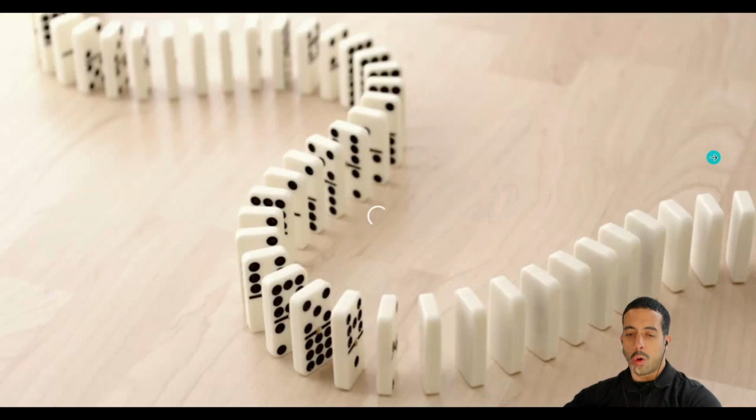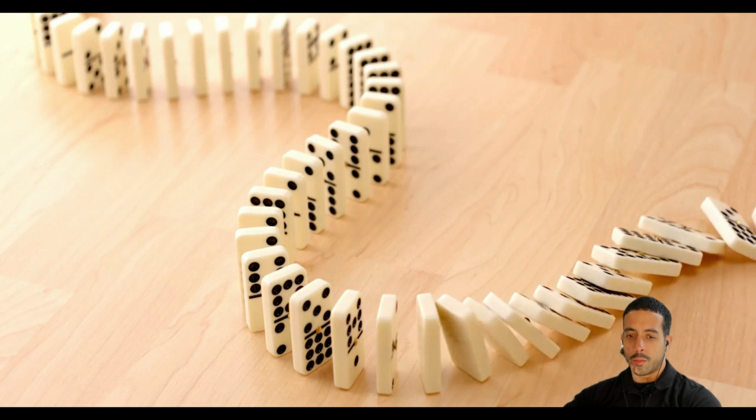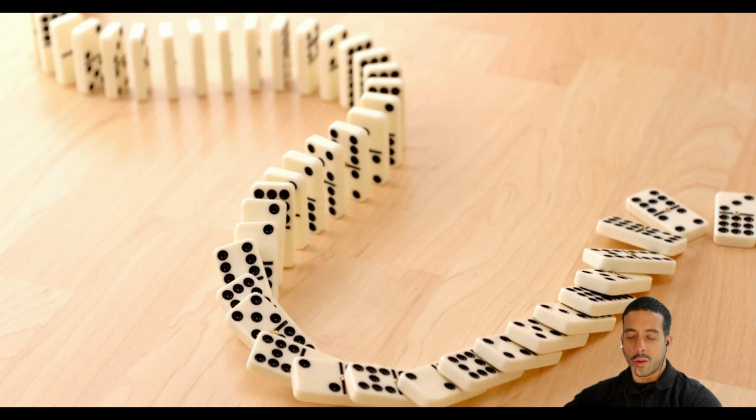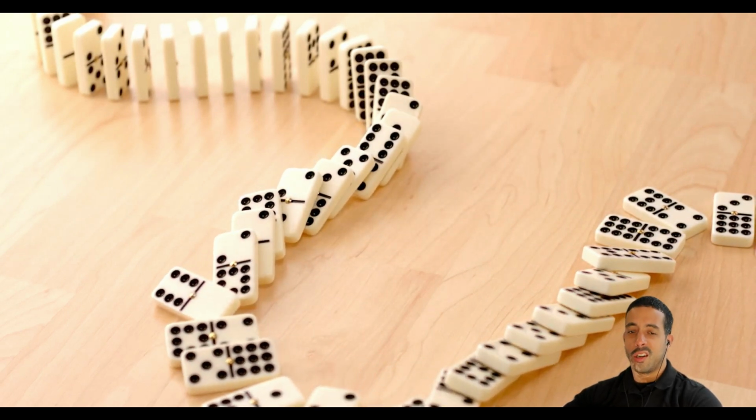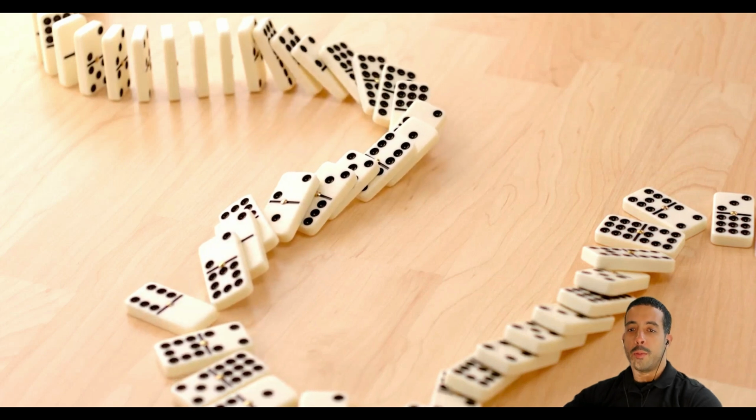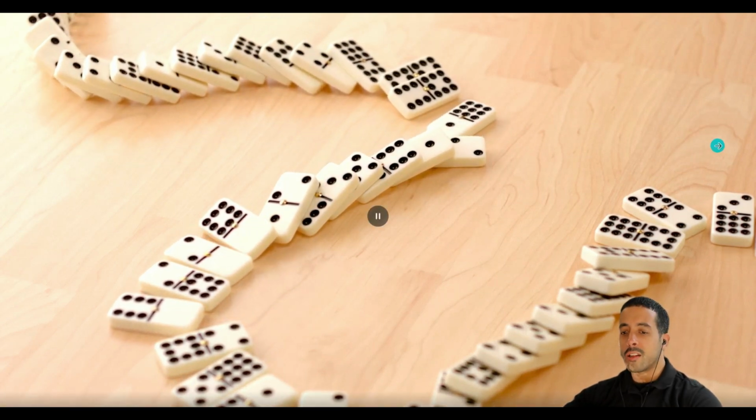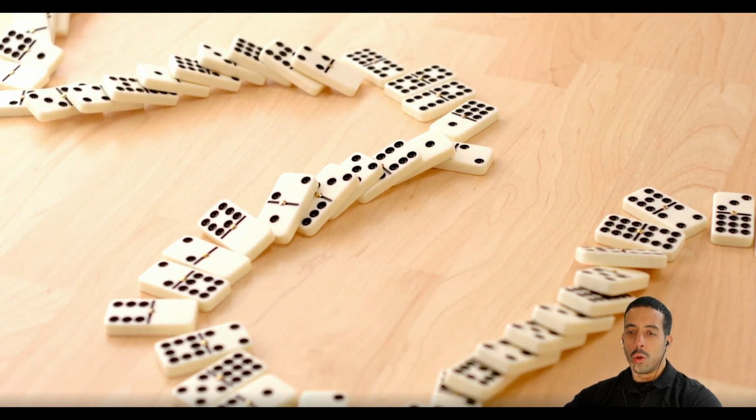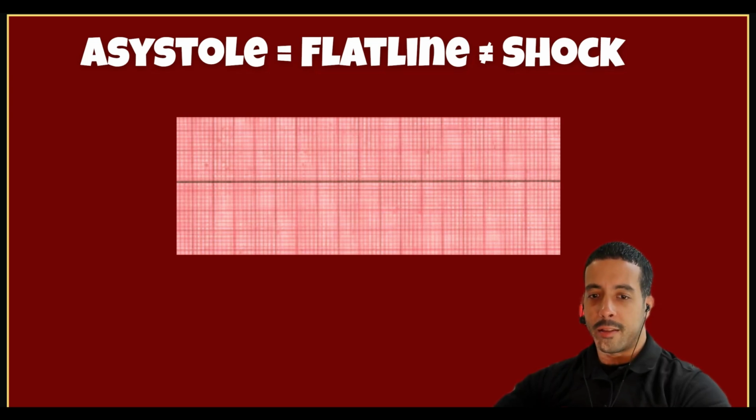Now, when we talk about heart rhythms, we have slow heart rhythms, and these are the ones we're going to start with. And these slow heart rhythms create a domino effect in people's blood pressure, in people's mentation, and people's need for ALS interventions or BLS transport. So let's start with the slowest of all the slowest rhythms. And that's asystole. That's flatline.